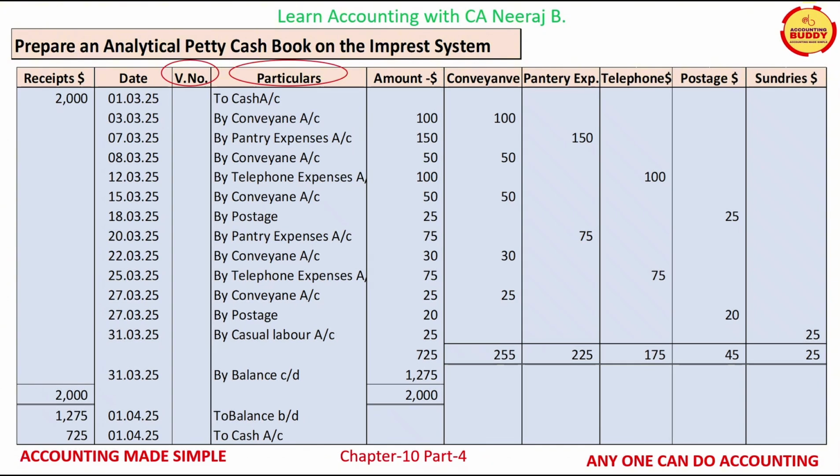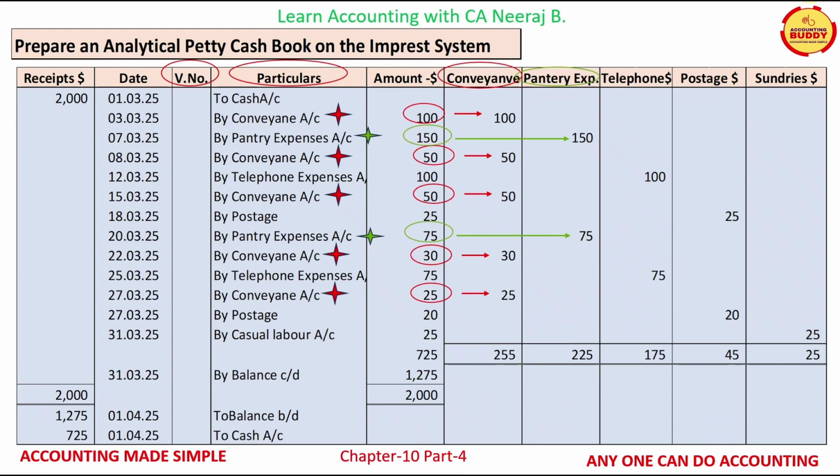So the petty cash amount paid as conveyance on various dates will be recorded by writing the words "to conveyance account" in the particulars column. The amount of conveyance paid will be recorded first in the amount column and again under the column created for conveyance expenses. Every conveyance transaction will be recorded on the date on which the cash is actually paid. Similarly, pantry expenses paid out of petty cash will first be recorded in the amount column and again under the column created for pantry expenses.